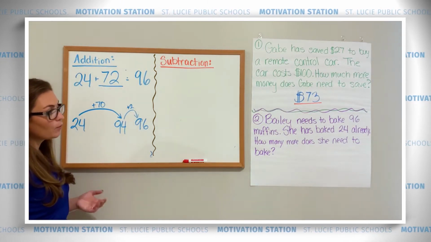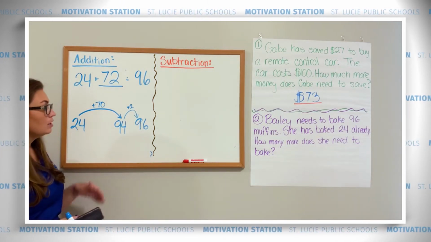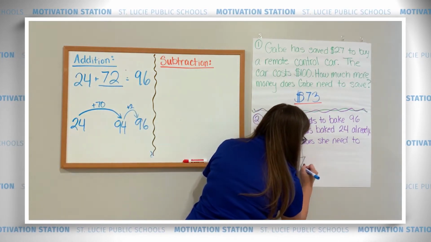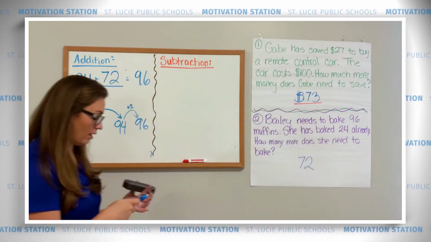So how many more muffins does Bailey need to bake? She needs to bake 72 more muffins. Let's show that with subtraction now.